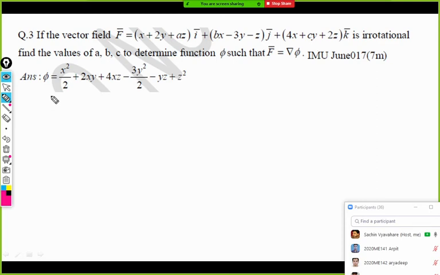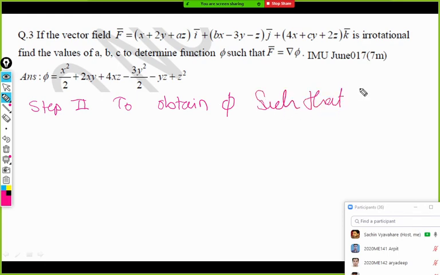So you can say step 2 for solution. Step 2 to obtain phi such that F bar is equal to del phi. So you can say phi equal to. First, always, if you want to use the second method, don't forget to write the formula. Without formula, you should not proceed.